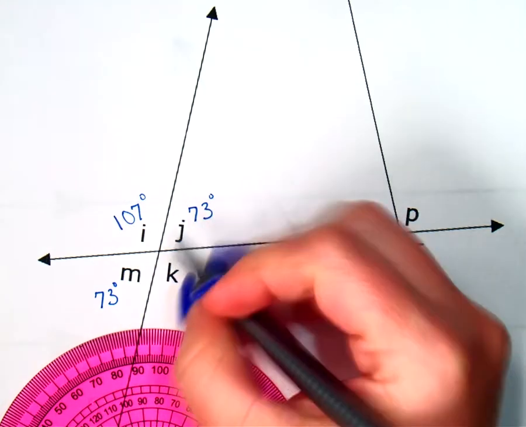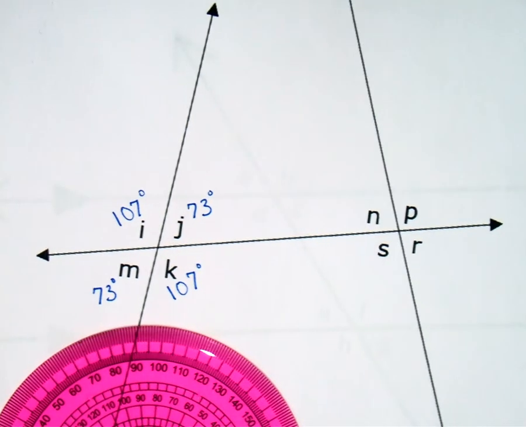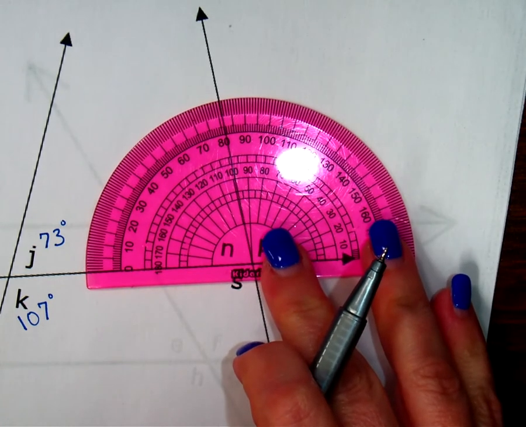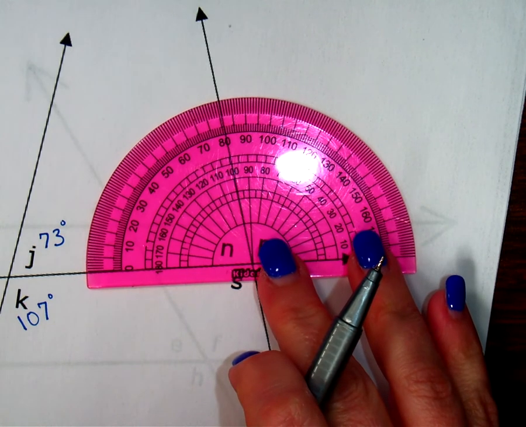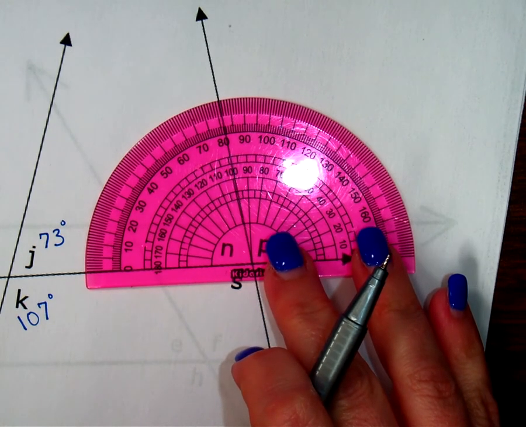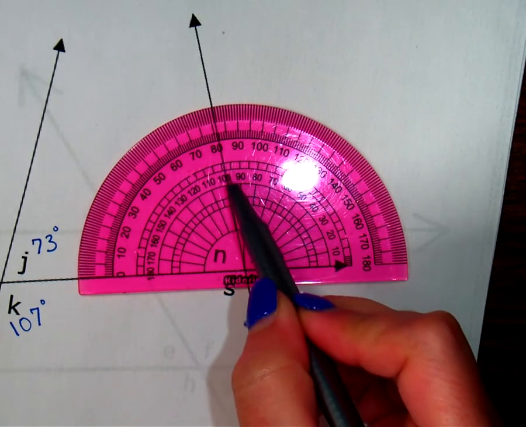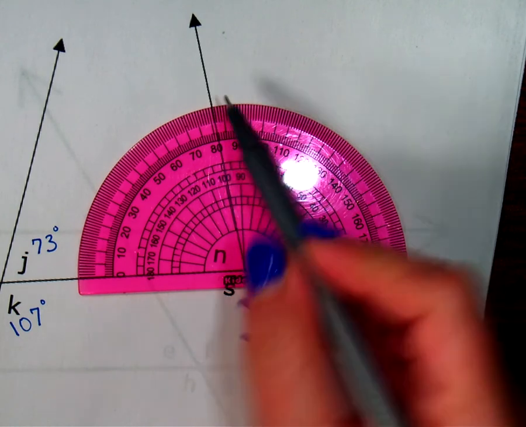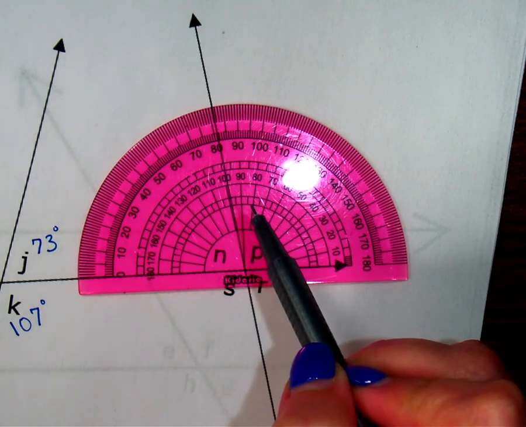And then my vertical angle down here will be 107 degrees. Okay? All right, so then I'm going to come over here and let's measure this set of angles. So when I look at this one, and I line up right just like this, when I come and I look at my line, I can see I'm between 90 and 100. I'm almost right at 100. And then here I'm just past, I'm 1 degree past 80.